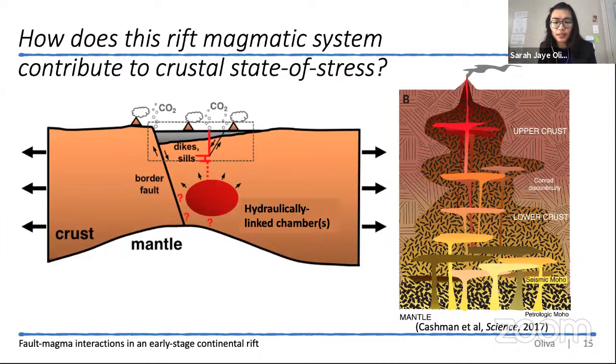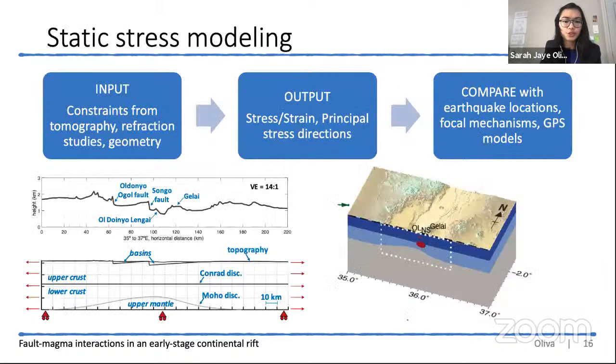So how does this magmatic system contribute to the crustal state of stress? I compiled data from tomography, refraction studies, and gravity to build and constrain the geometry and properties of the model, which is density and seismic velocities. Then I used PyLith, an open source numerical finite element modeling code, to model the system. The outputs were in terms of stress, strain, and principal stress directions.